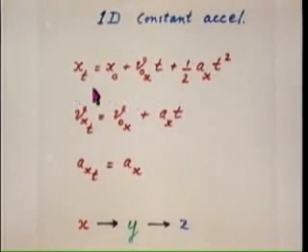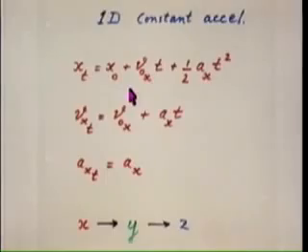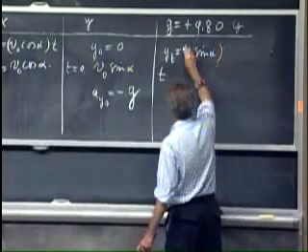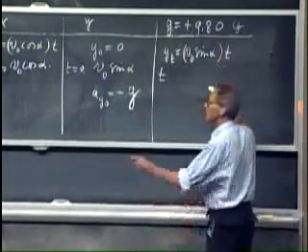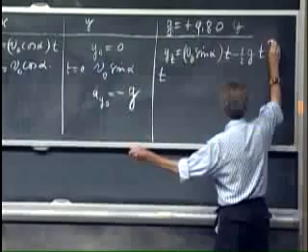y0 is 0. So we have y as a function of time. y0 is 0, so we don't have to work with that. So I get v0y times t, so I get v0 sine alpha times t plus 1/2, but it is minus 1/2 gt squared.